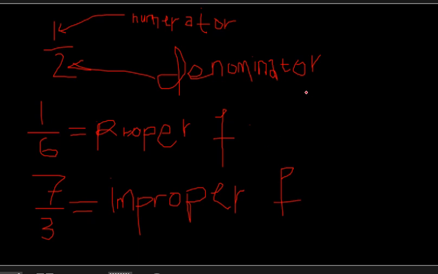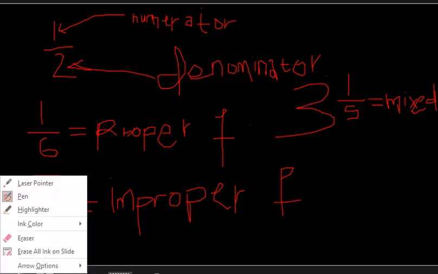Then you will also come across fractions that are written like 3 1/5, where you have a big number here and a fraction on the other side. Such fractions are known as mixed fractions. So these are some of the terminologies that you are going to come across when we are talking about fractions.